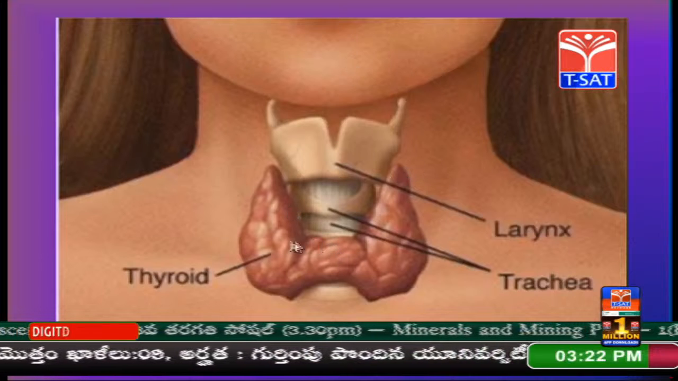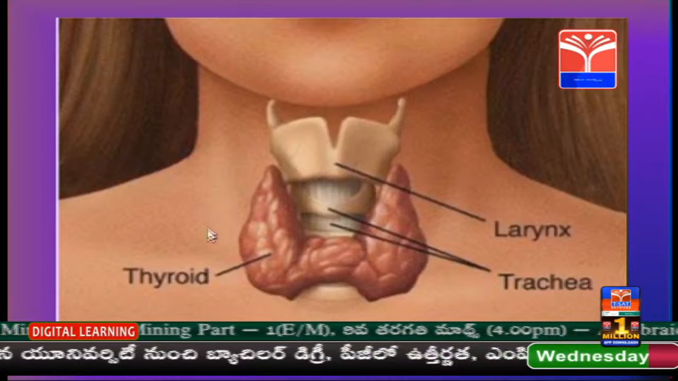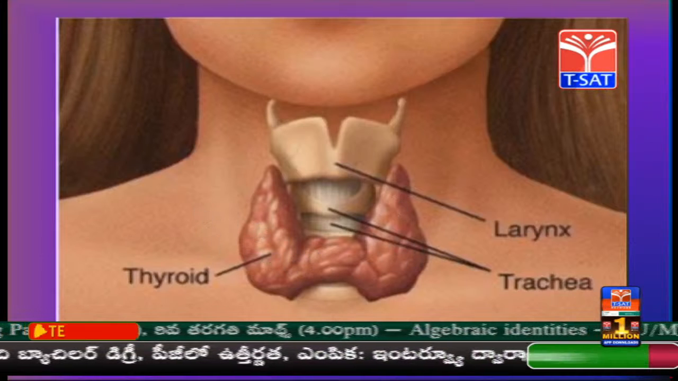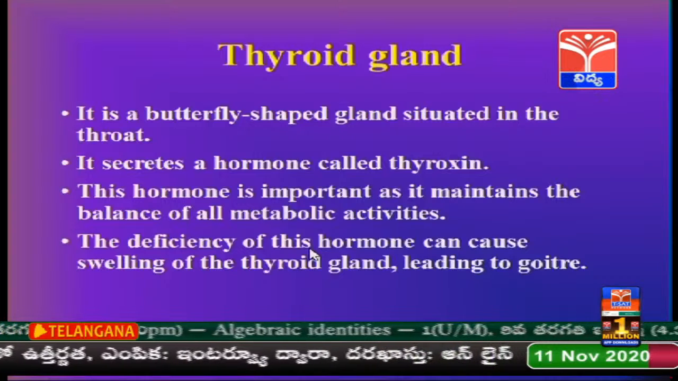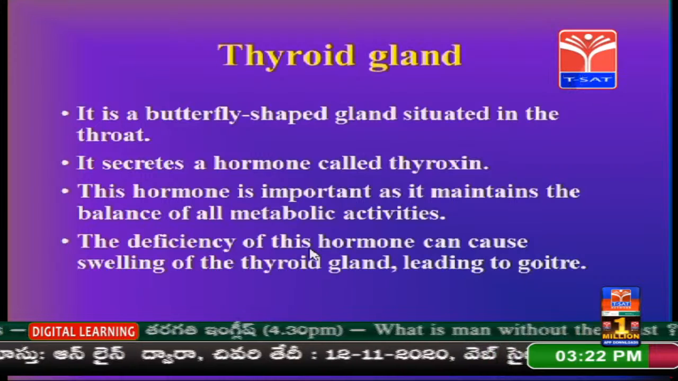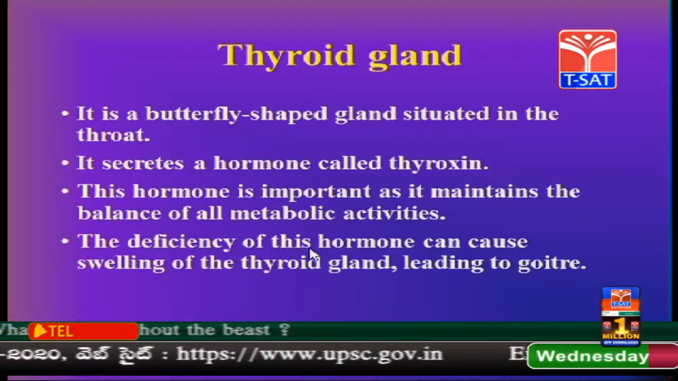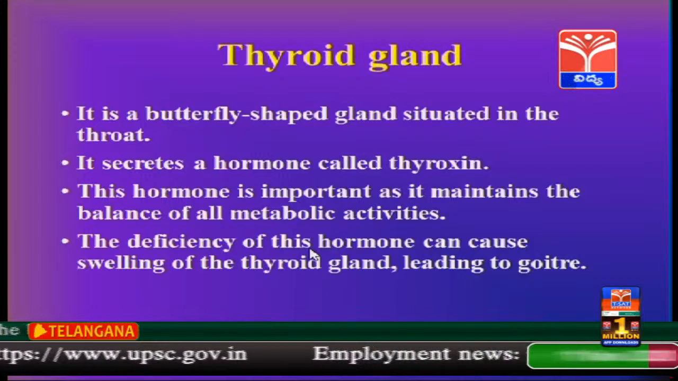So, on either side of the trachea, you can find the butterfly shaped thyroid. This is the thyroid gland, children. It is a butterfly shaped gland situated in the throat. It secretes a hormone called thyroxine. This hormone maintains the balance of the metabolic activities.